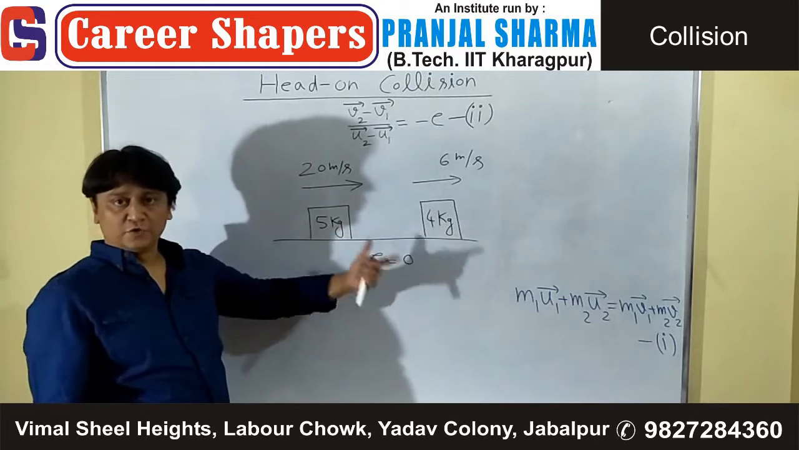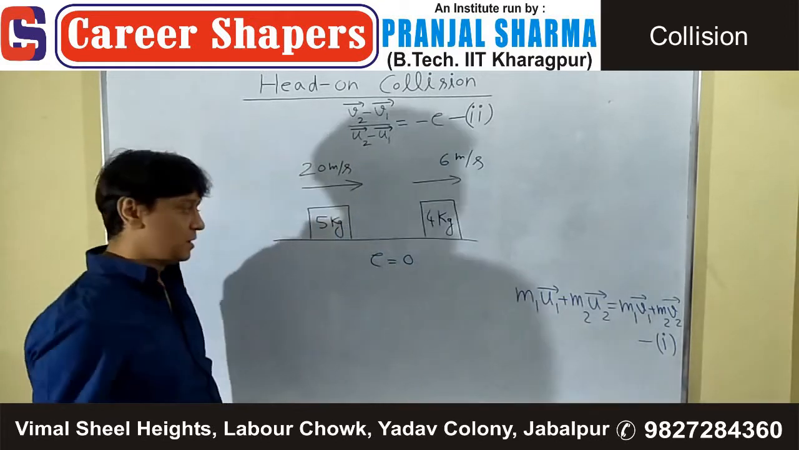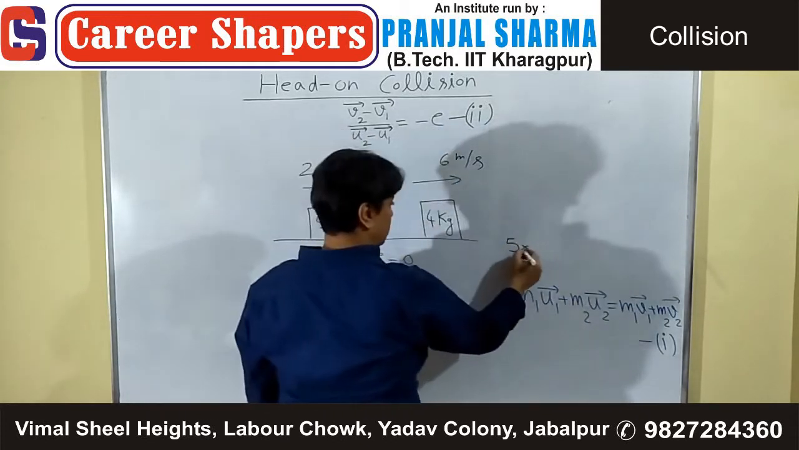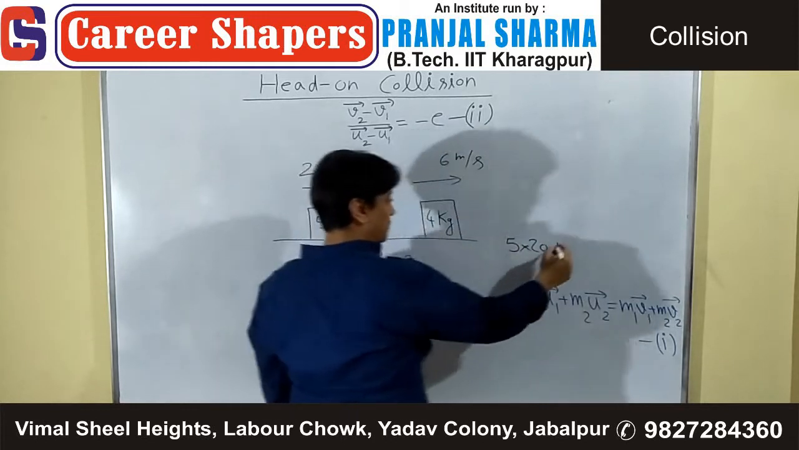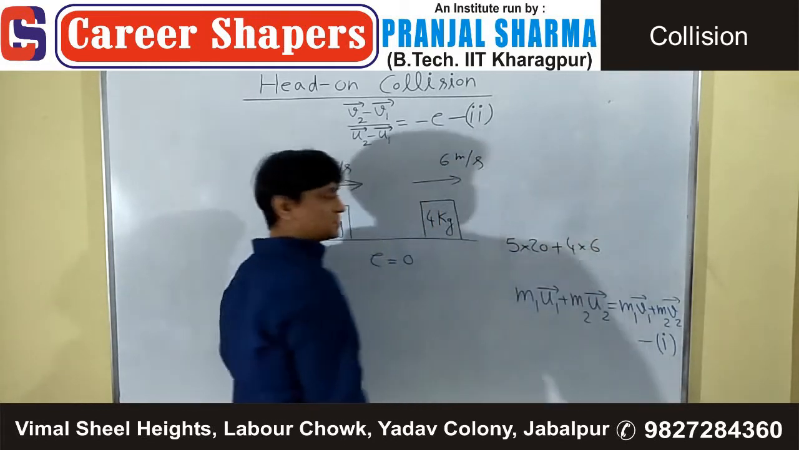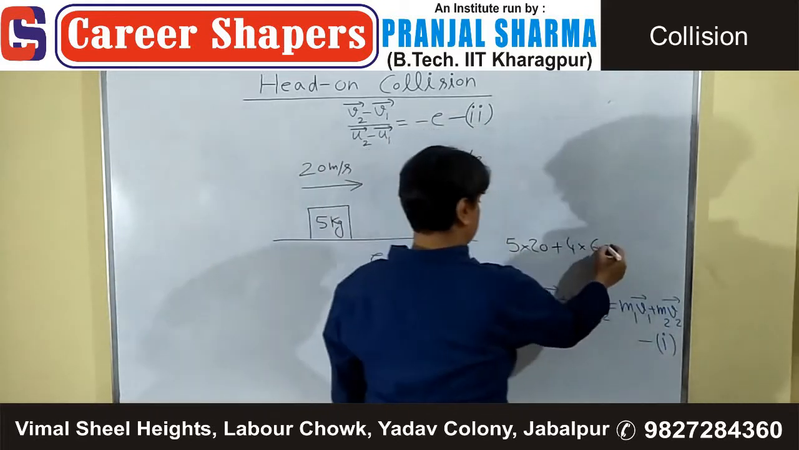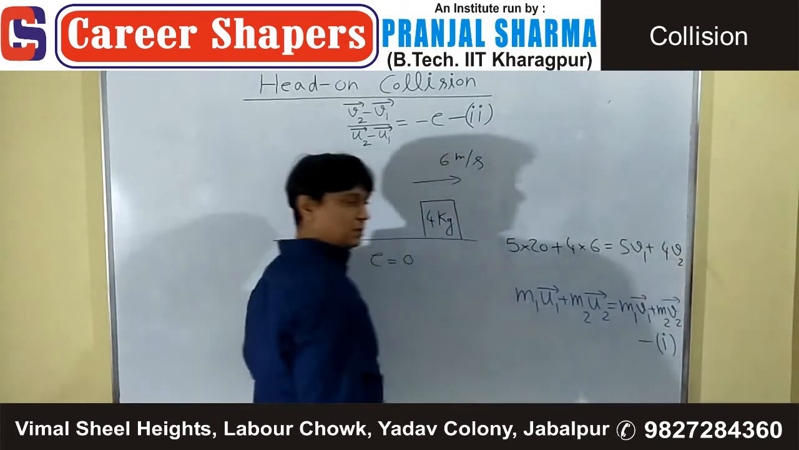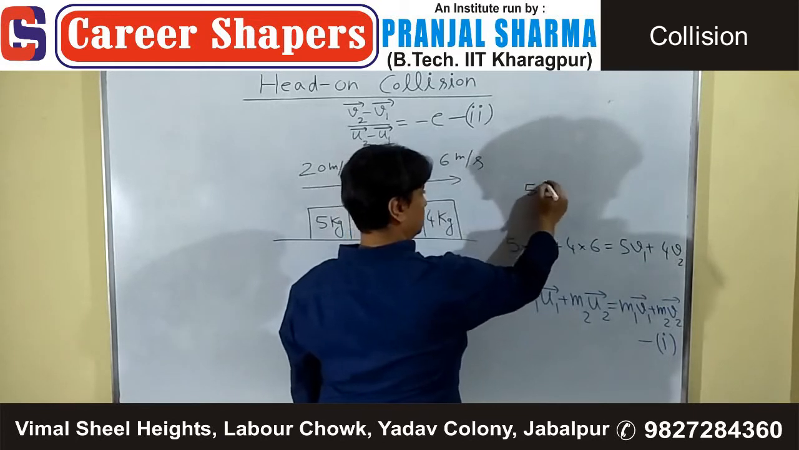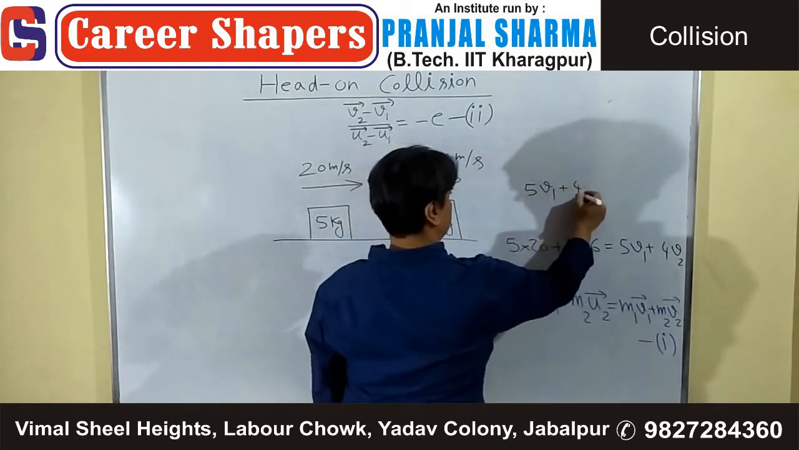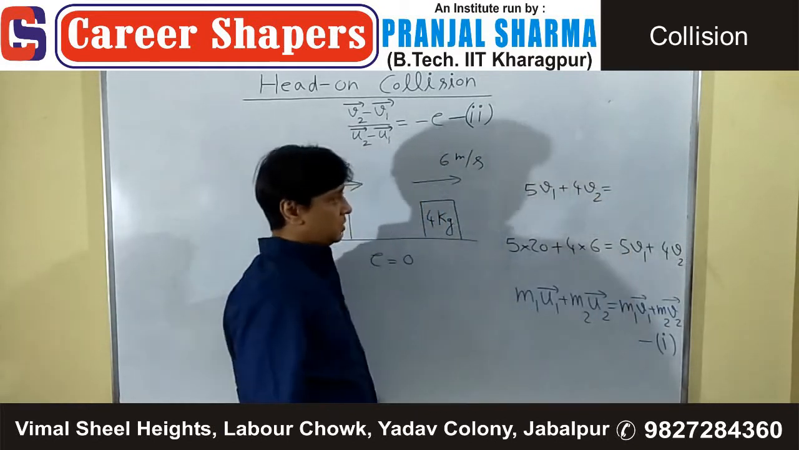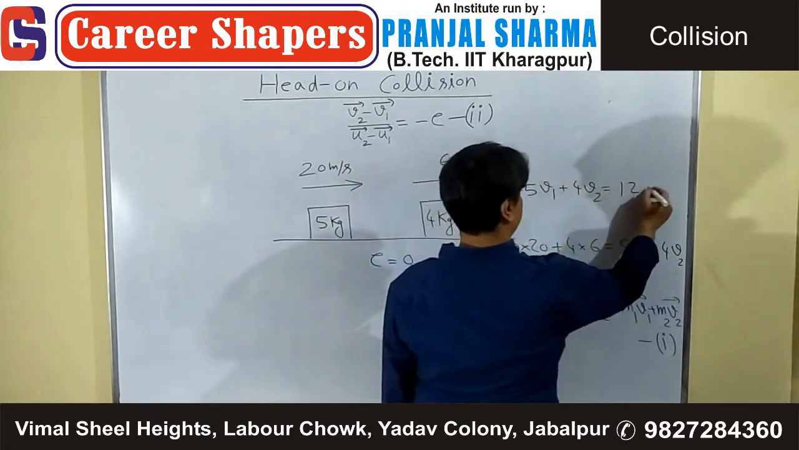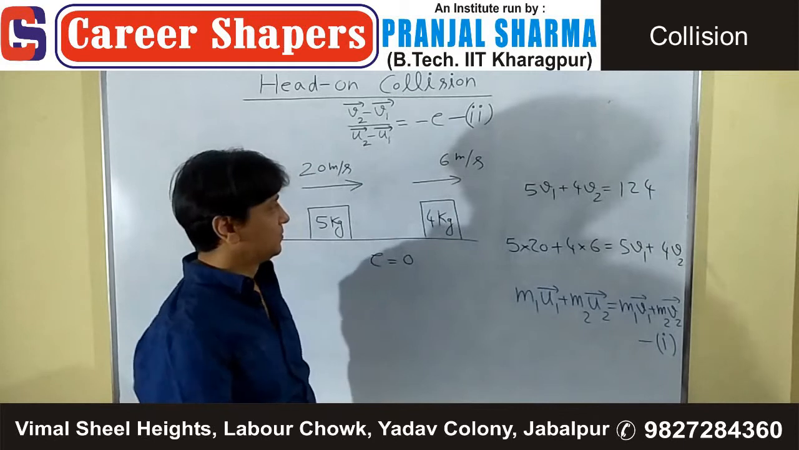These are the two equations. If you need to find V1 and V2, there is nothing else to do. M1 is 5, U1 is 20, M2 is 4, U2 is 6. M1 U1 plus M2 U2 gives us 5V1 plus 4V2 equals 100 plus 24, that is 124. That's your equation number 1.